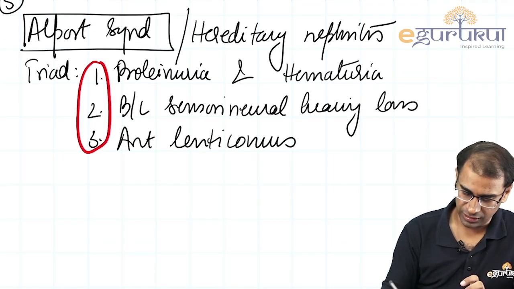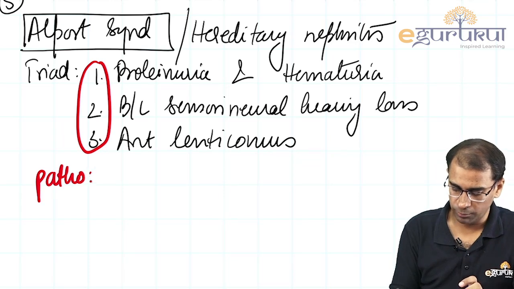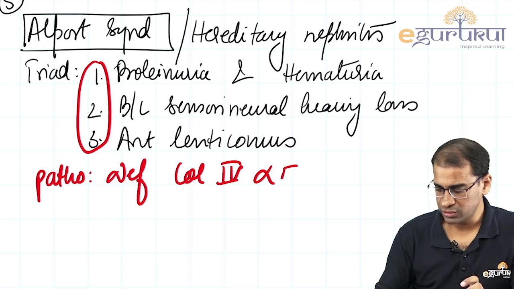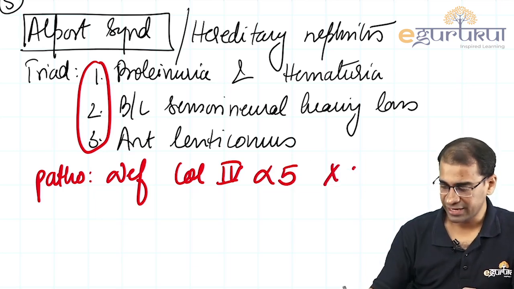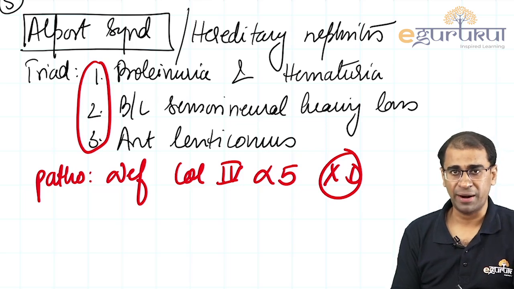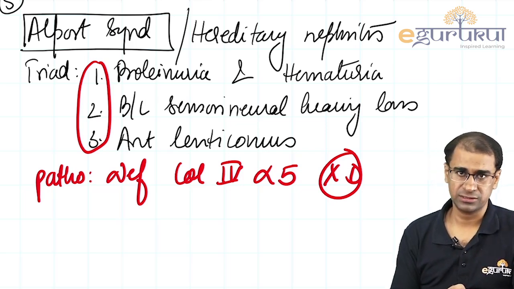And why is this happening? Because, and it's very important, the pathogenesis is not immune complex, it is defective collagen 4, mostly alpha 5. It's an X-linked dominant pattern of inheritance.